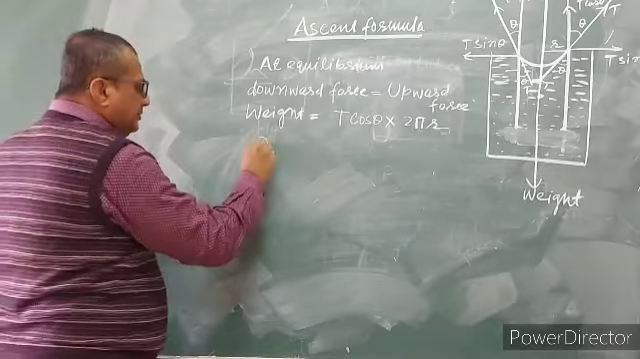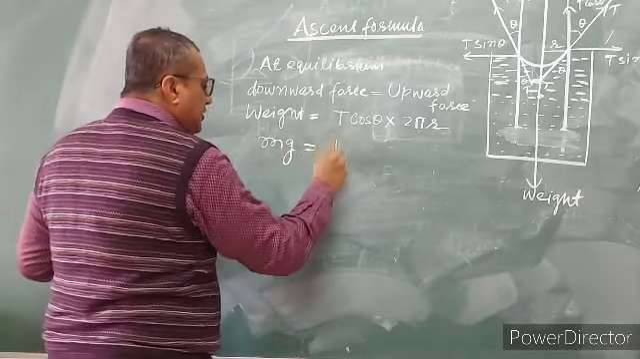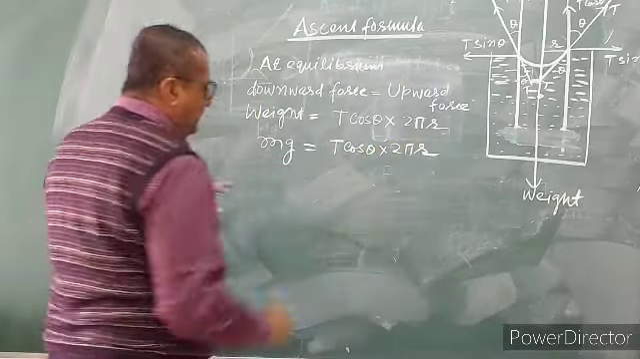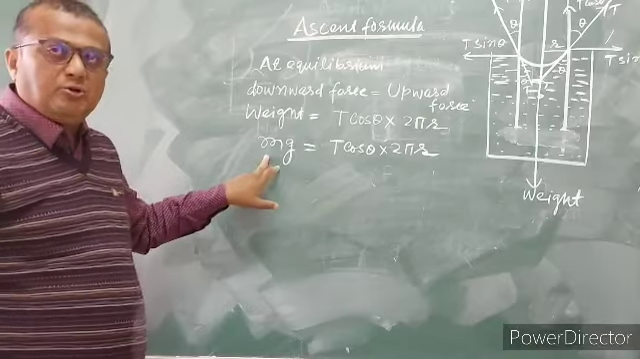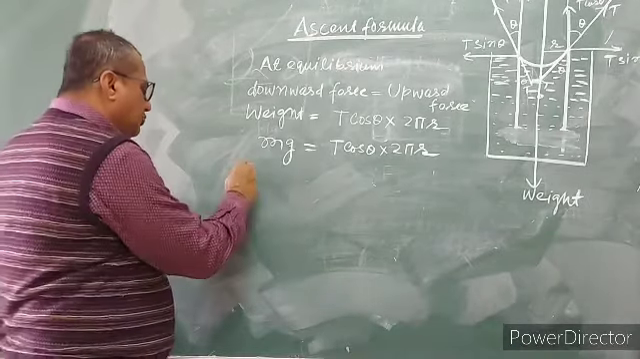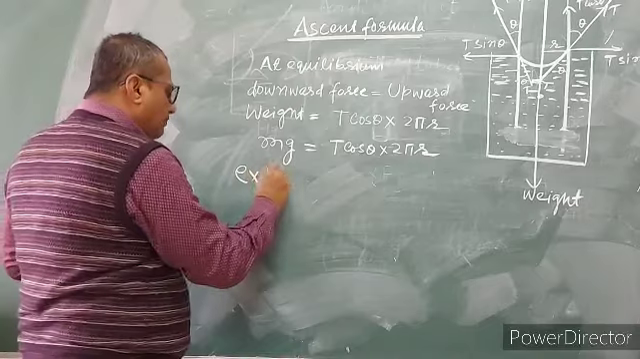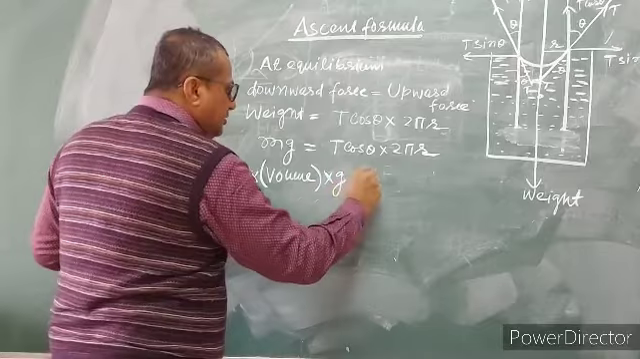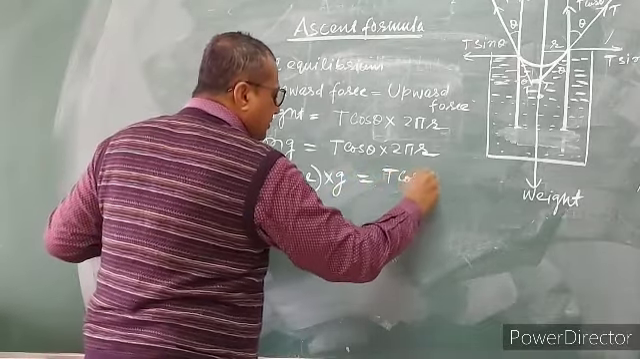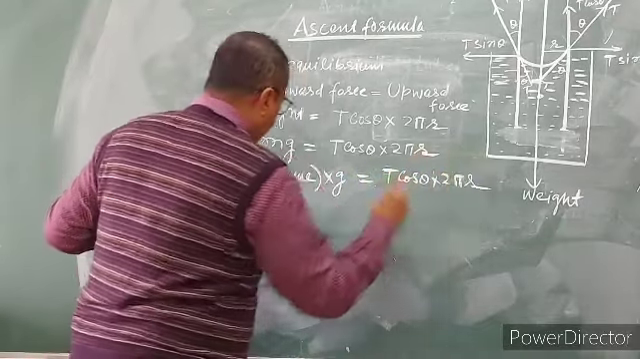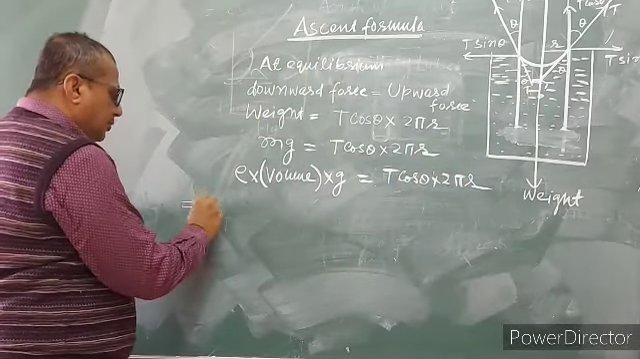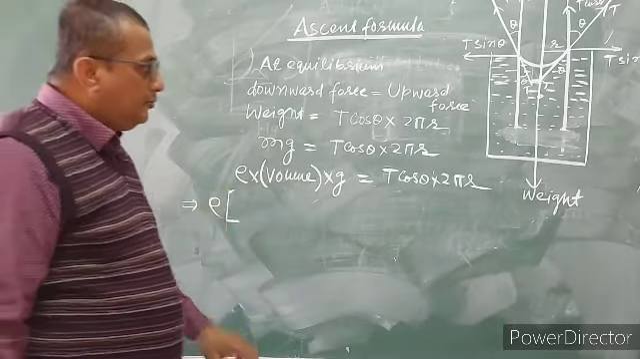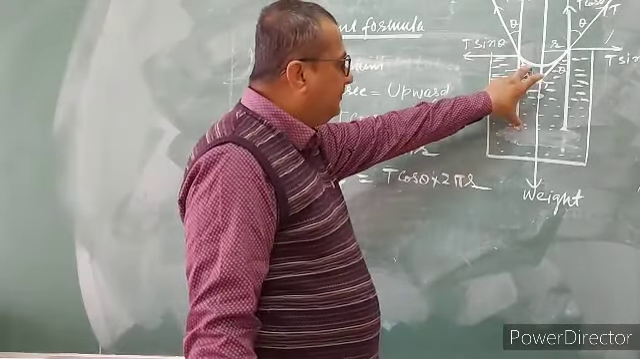Weight equal to mg is equal to T cos theta into 2 pi r. Density equal to mass by volume, so mass equal to density into volume. So rho into volume into g is equal to T cos theta into 2 pi r. Now we have to find the volume of this liquid.